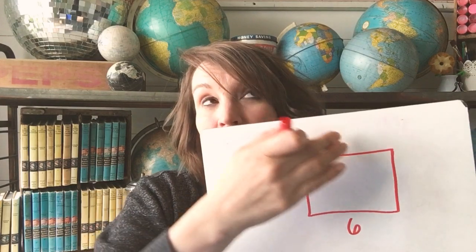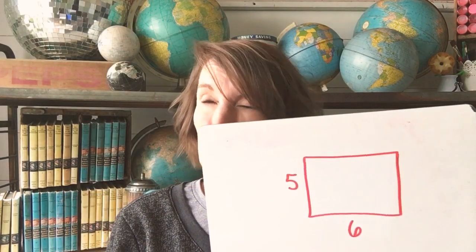We can do it. All right, so yesterday we talked about perimeter. If I were gonna find the perimeter of this rectangle, how would I go about doing that? You just add up all the sides. 6 plus 5 plus 6 plus 5 ends up being 22, would be the perimeter of this shape.